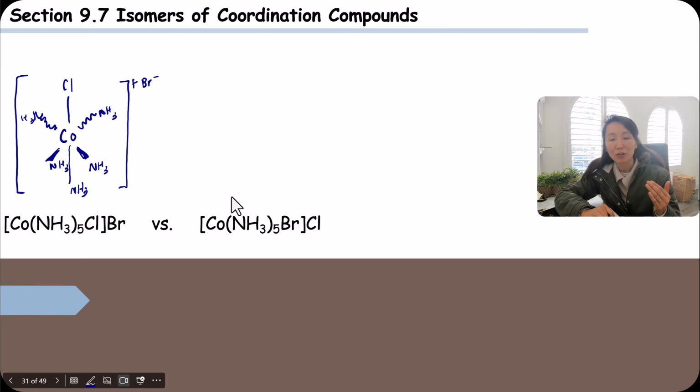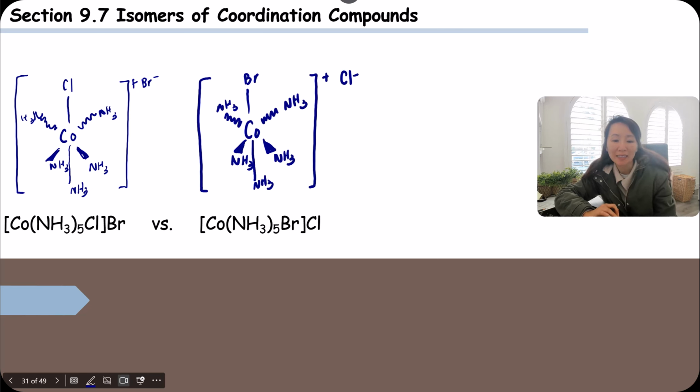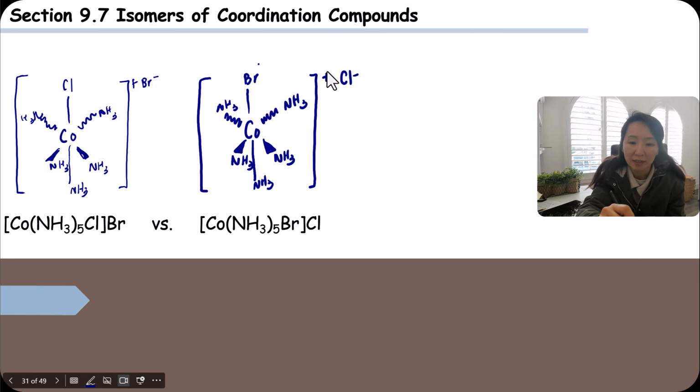Try to draw this structure and then come back. So coming back, in this scenario, we have the bromine inside and then chlorine outside. So there's an interchangeable halide of the counter ion and the ligand that is inside. These are all the ligands, and the one outside is called the counter ion.